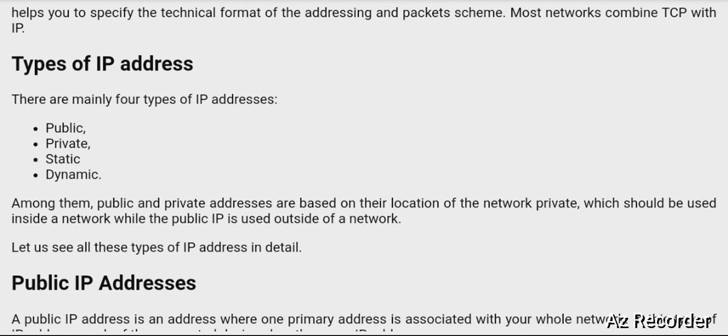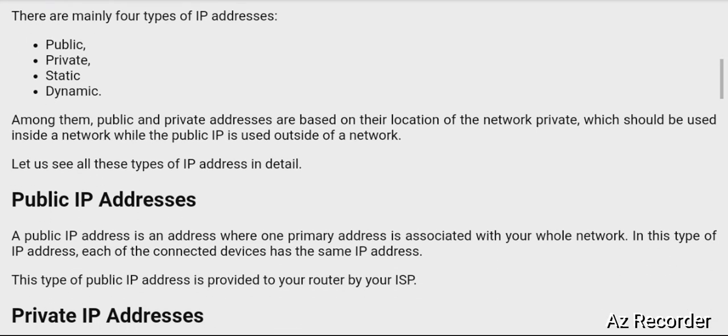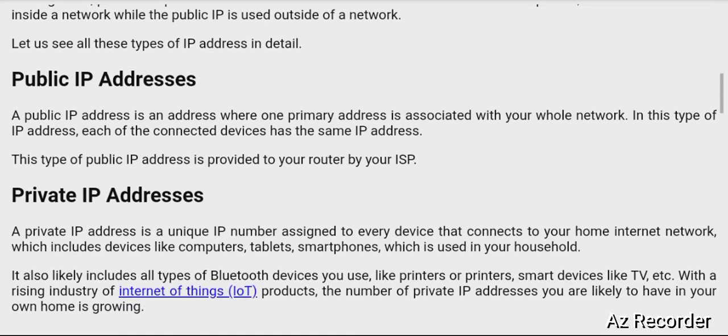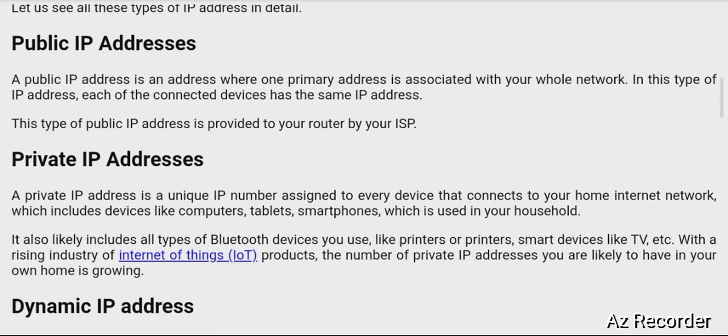Here we have types of address. There are mainly 4 types of addresses: private, public, static, and also dynamic IP addresses. Today, I will show practically using a software how to calculate your IP address, your subnet mask, and also calculate the first host, last host, and so on. I will go deeply during this video.